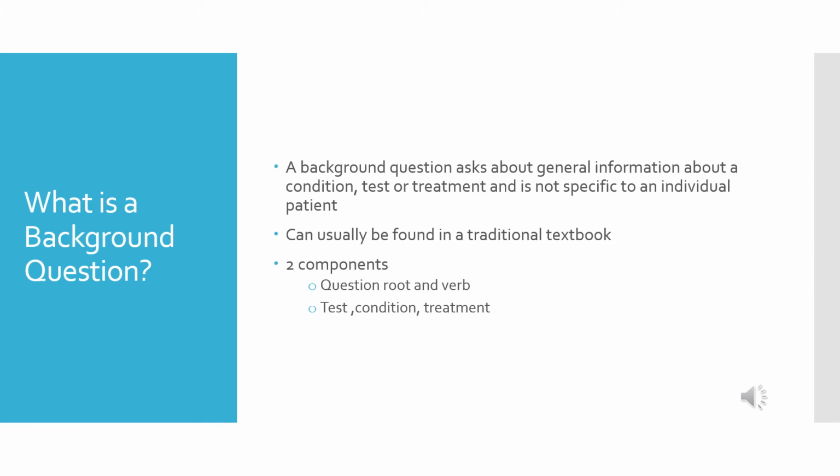So when we're looking at a background question, it asks about general information about a condition, test, or treatment, and it's not specific to an individual patient. So these are things that can be easily found in a textbook we have. You're not going to have to do a lot of digging, just very broad. And we're going to practice in a little bit differentiating between a background and a foreground question. But when building your background question, there are 2 components you need to make sure that you have. So the question root and verb, and then whatever the test, condition, or treatment is.